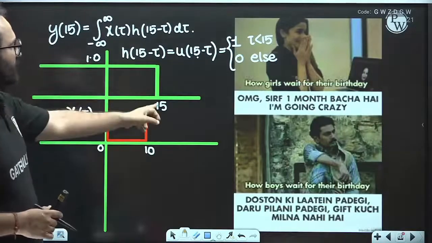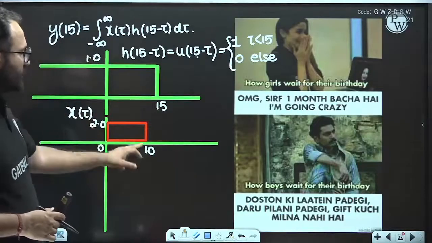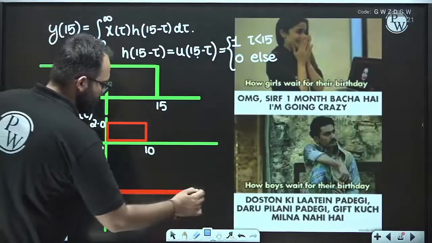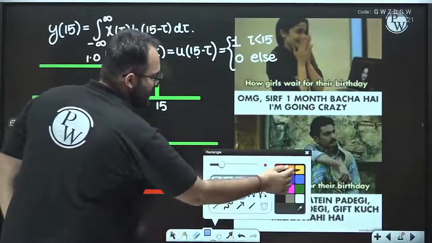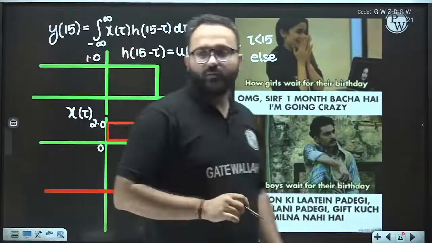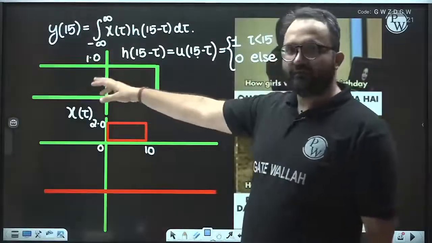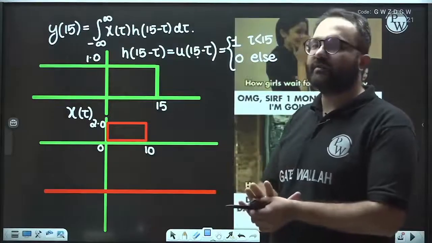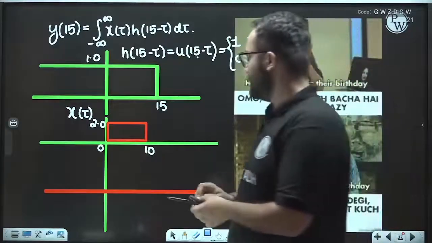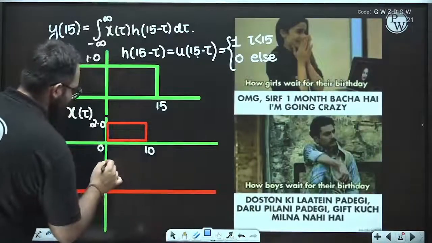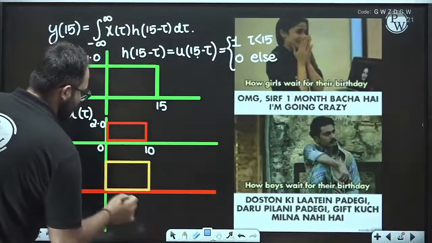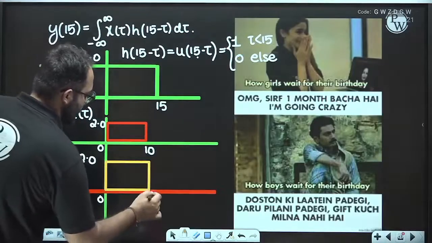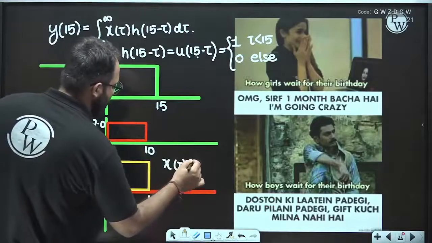from minus infinity to 15, height 1. This is from 0 to 10, height 2. When we multiply these two, we will get this rectangle only. Again, just see, we have a signal from minus infinity to 15, height 1, and a signal from 0 to 10 only, height 2. When we multiply these two, we will get only 0 to 10, height 2. This is the product of x tau.